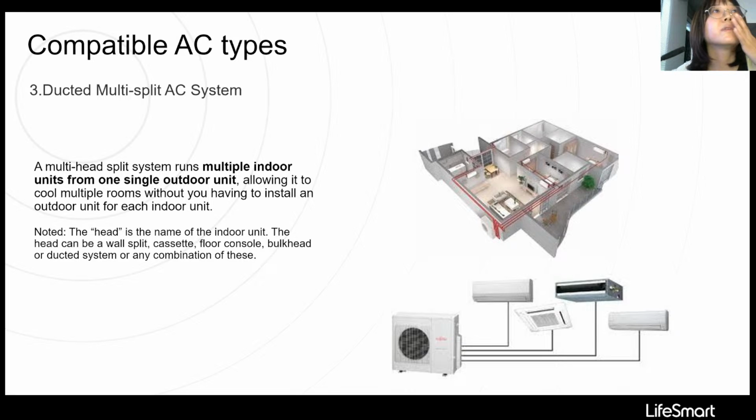The third type, ducted multi-split AC system. It runs multiple indoor units from one single outdoor unit, allowing it to cool multiple rooms without having to install an outdoor unit for each indoor unit. And the types of the indoor units can be different or any combination.